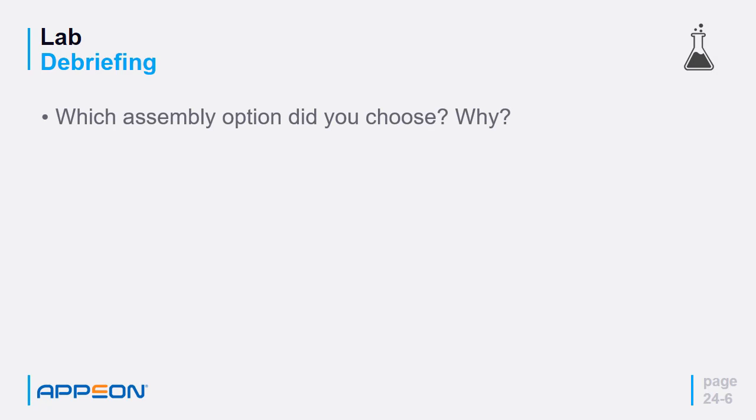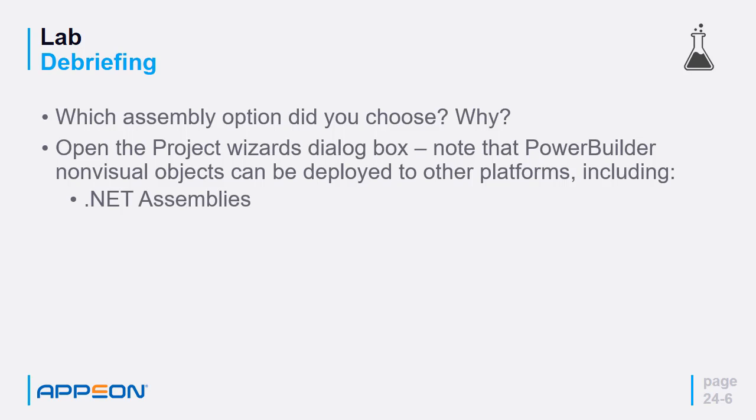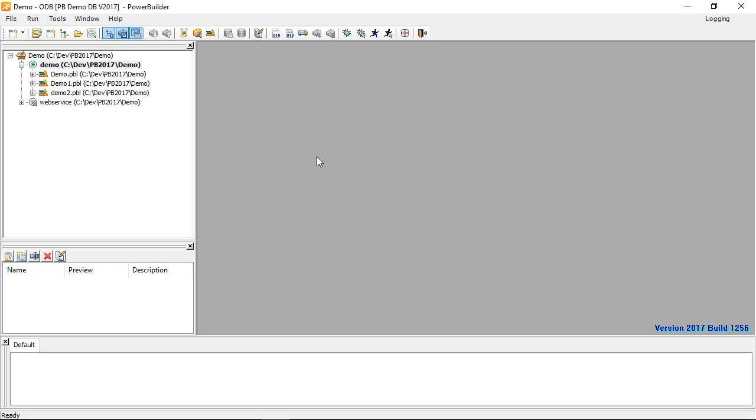So, lab debriefing. Which assembly option did you choose, and why? Open the Project Wizard's dialog box and note the PowerBuilder non-visual objects can be deployed to other platforms, including .NET Assemblies and .NET Web Services. So let's have a look at the PowerBuilder IDE.